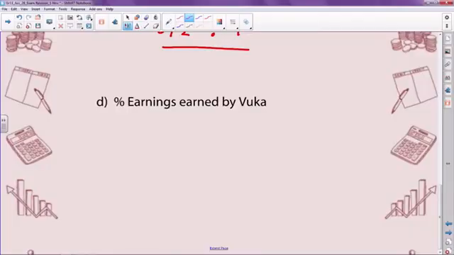Welcome back, guys. Let's move on to calculation D. Remember, we are calculating ratios for 2015, and we're now busy looking at the percentage earnings earned by partner VUCA. So how are we going to do this calculation? We're going to take total earnings earned by partner VUCA, and we're going to divide this by his average equity. Let's write that down, average equity, for partner VUCA. We want a percentage, so we're going to multiply this by 100.